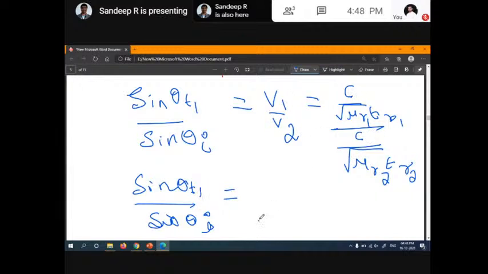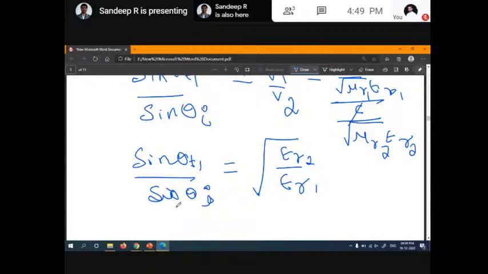So this expression I can write as root of epsilon R2 divided by epsilon R1, because they have given the value of mu R2 and mu R1 as 1. So you'll be left with only epsilon R1 and epsilon R2. C gets cancelled over here. So sine theta T1 divided by sine theta I is equal to root of epsilon R2 divided by epsilon R1.